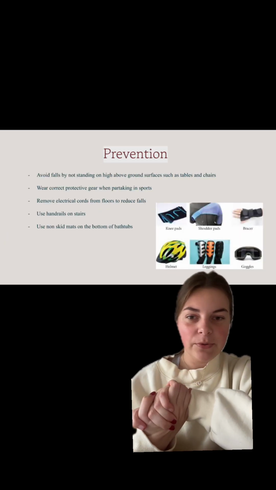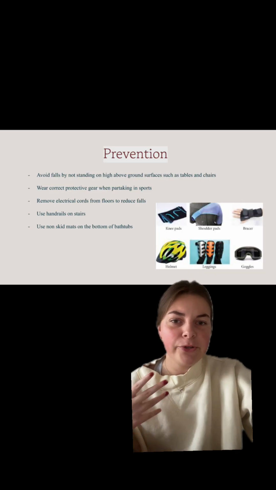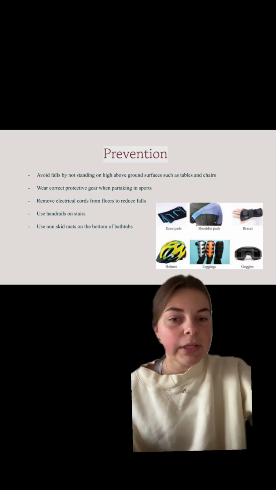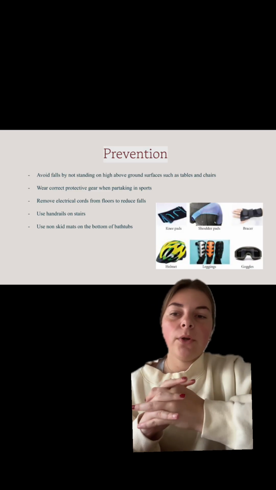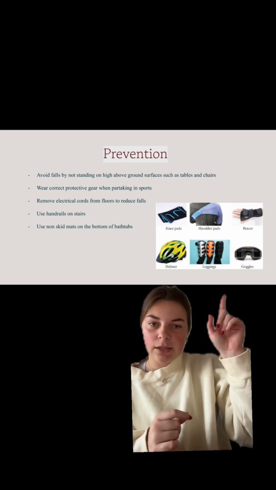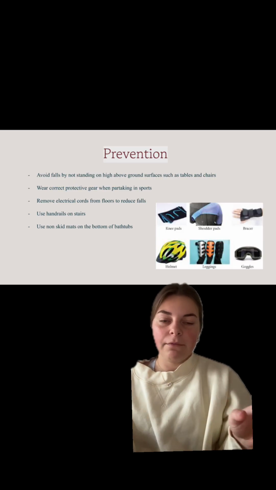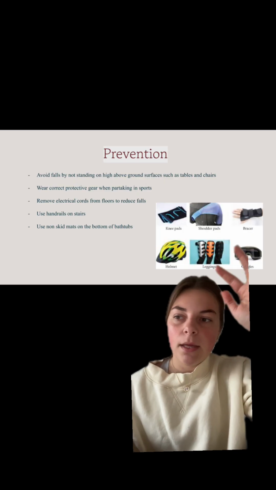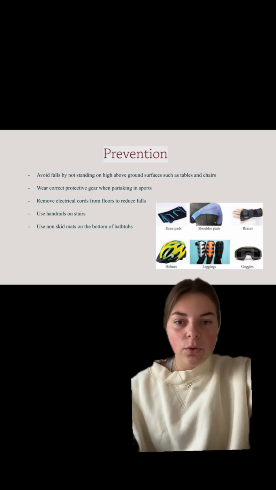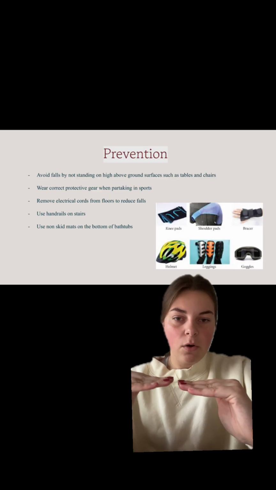So ways you can prevent dislocations, just don't do anything that could put you at risk of falling. Like, for example, you don't want to just stand on tables and chairs if you don't need to. In sports, specifically, because this is a sports injury project, you want to wear all the correct equipment, such as, some people need to wear, like, those hand things. Some people need to wear ankle braces if they have a loose ankle, knee pads, whatever. Just make sure you are wearing the proper equipment. Another way is just to prevent the risk of falling, so removing electrical cords from floors, using handrails on stairs, and using like the non-skid mats on the bottom of bathtubs.